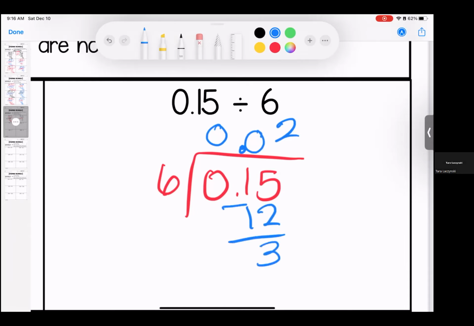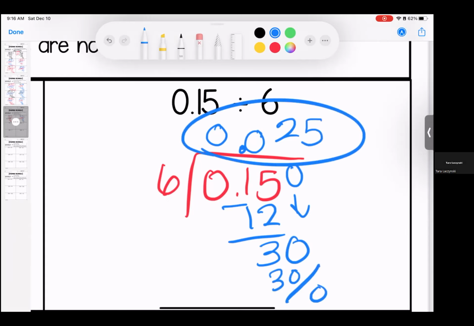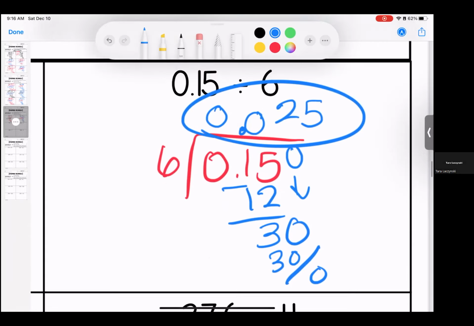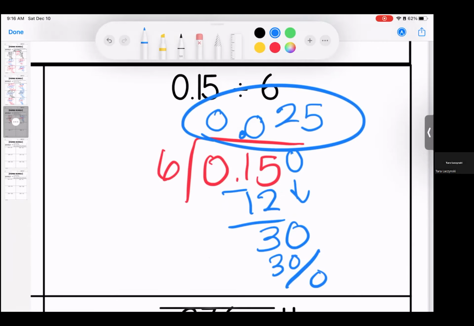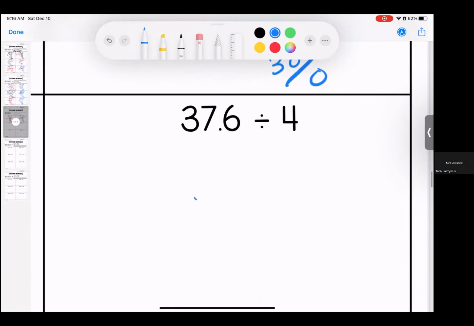I told you that we can't have any remainders. But remember that every number has an infinite amount of zeros that we can add without changing the value. And in this situation, we need to add 1 zero to finish it off because 6 goes into 30 5 times. 25 thousandths. If you had trouble with this one, that's okay. This one was a really, really hard one.